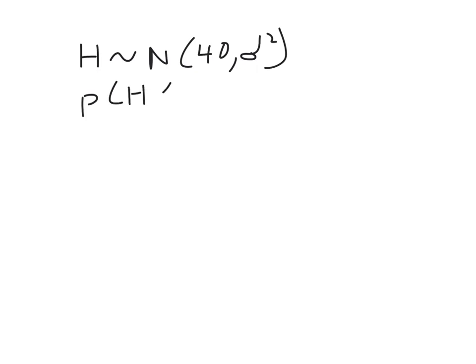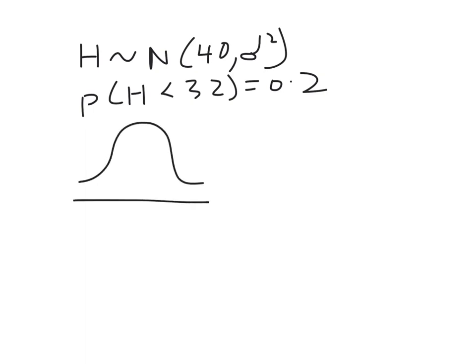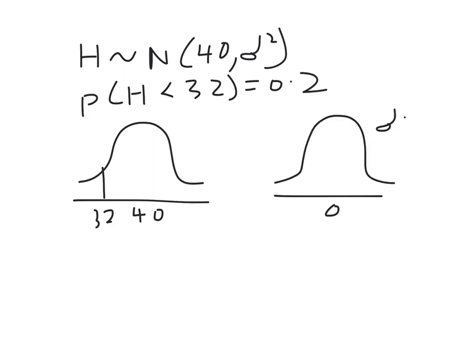Okay, in mixed question 7 we've got a normal distribution and the height has this normal distribution with mean 40 and variance sigma squared. And we know the probability that the height is less than 32 is 0.2. So we can draw a normal distribution here, mean 40, that's 32. And let's compare that to a standard normal distribution of mean 0, sigma 1.